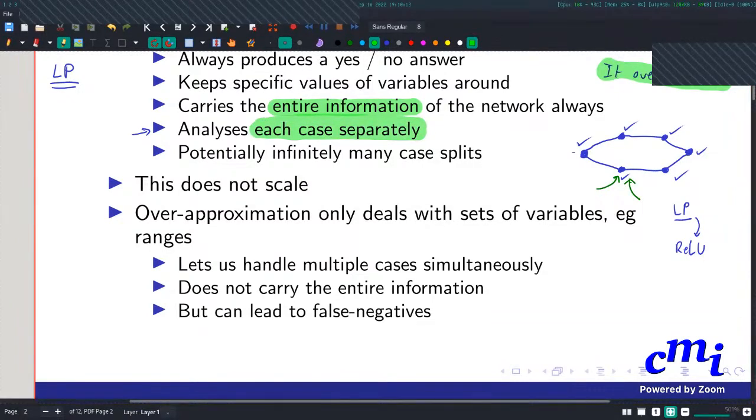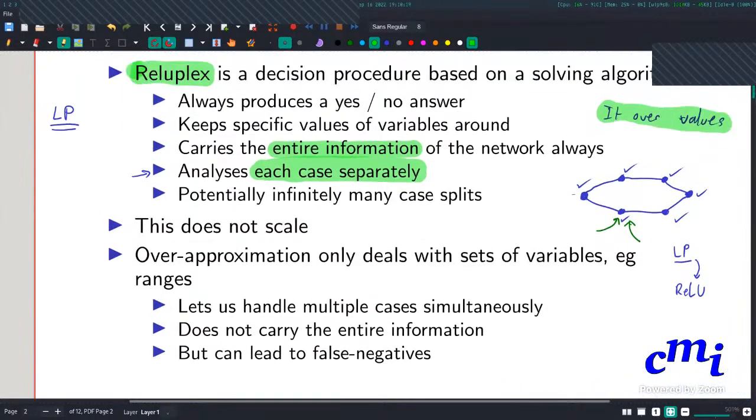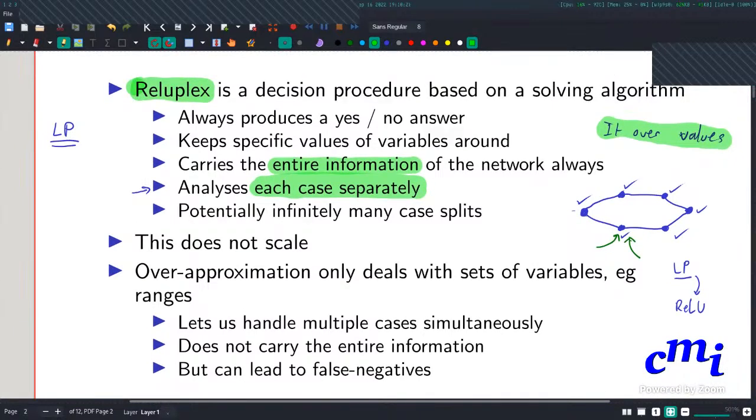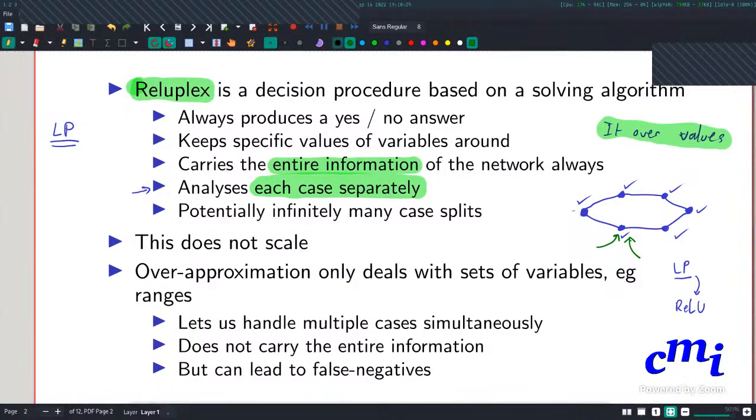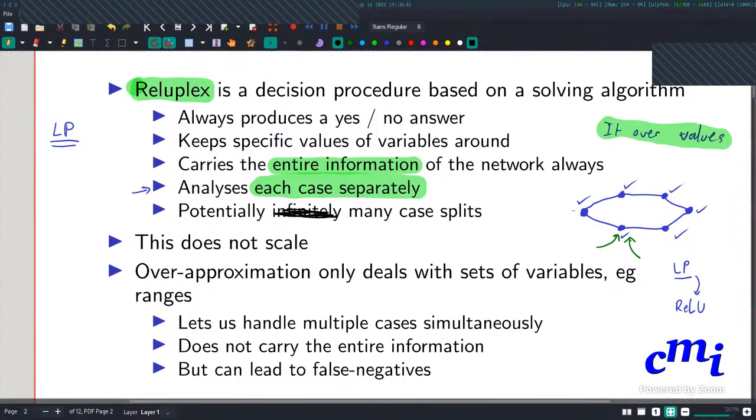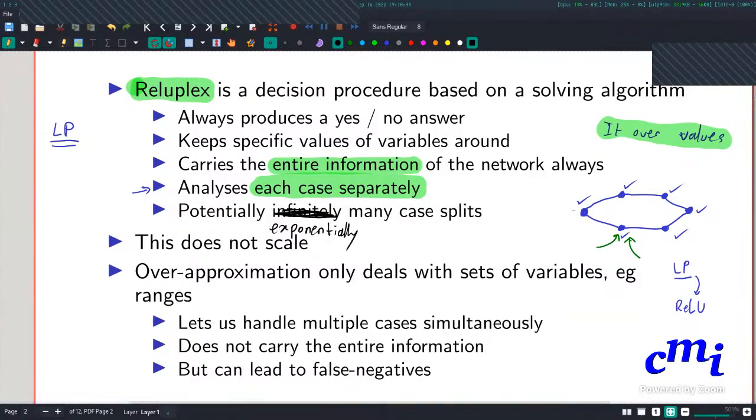So this turns out to be not very efficient because, A, you might need to iterate over a very large set of values, as we're saying, potentially exponentially large. And B, it's wrong to say infinite, it should be exponentially large, not infinite. There may be exponentially many case splits, right?